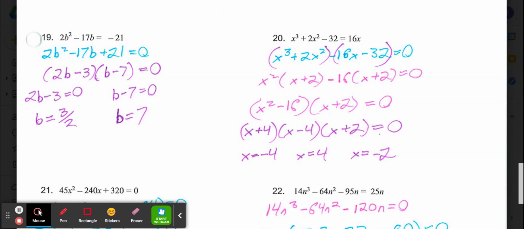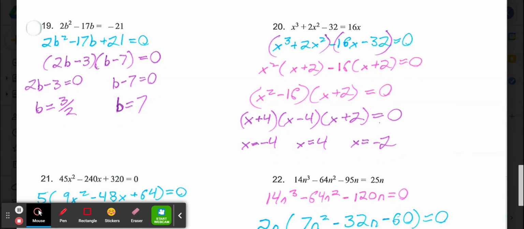In order to fully solve this, though, we need to realize x squared minus 16 is the difference of two squares, which is (x plus 4)(x minus 4). So then we'd have x plus 4 equals 0, x minus 4 equals 0, and x plus 2 equals 0, giving us our final answers of negative 4, 4, and negative 2.